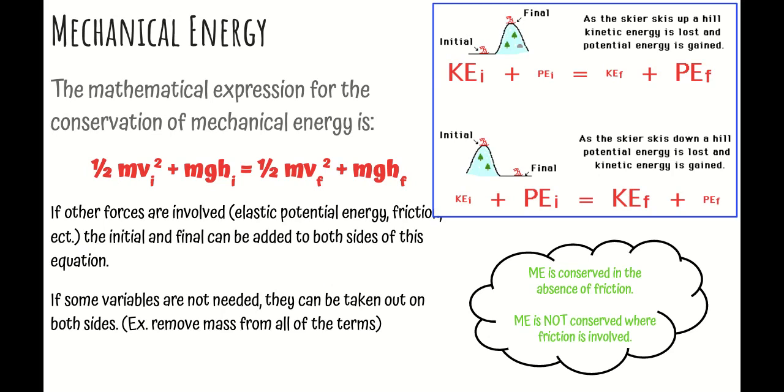If other forces are involved, the initial and final can be added to both sides of this equation. If some variables are not needed, they can be taken out on both sides. If you don't need mass, you could remove mass from all parts of the equation. Up in this top corner, we have a diagram of a skier skiing up a hill. It shows where the kinetic energy is lost and potential energy is gained, represented by the size of the values there. Just to summarize, mechanical energy is conserved in the absence of friction, and mechanical energy is not conserved where friction is involved.